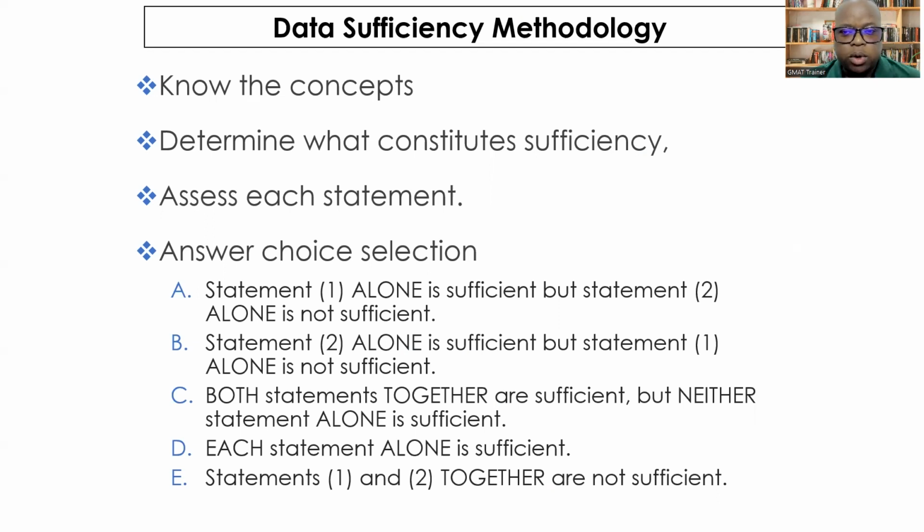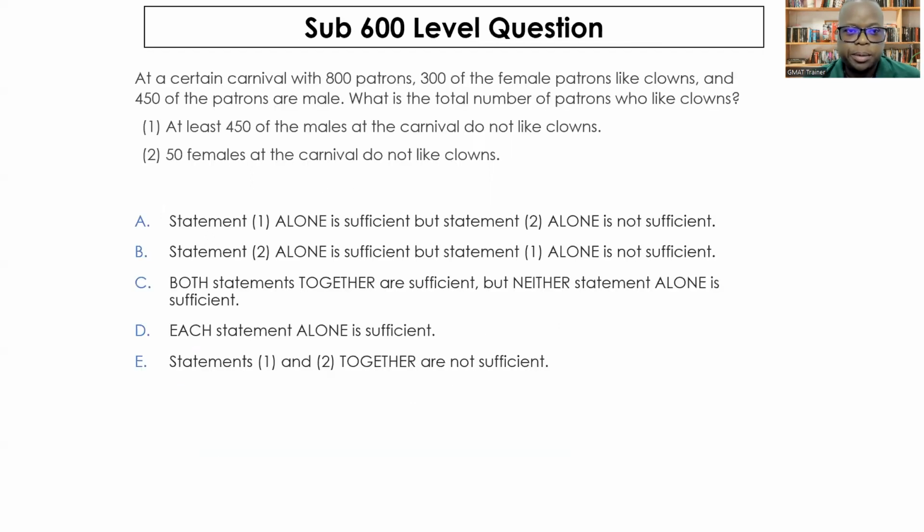So without much further ado, we'll go ahead to look at the first question for the day. The first category we look at is questions in the sub 600 level of difficulty. These are questions which many students don't have a problem getting correct. For this type of question, you can easily get the answer by just applying the methodology and concepts. That is, know what the concept is, define what would be required to determine sufficiency. Once you have that, you can go ahead and assess the statements to see which one fits the correct answer criteria in the data sufficiency methodology.